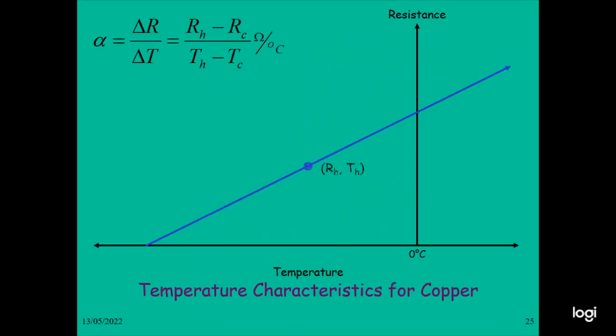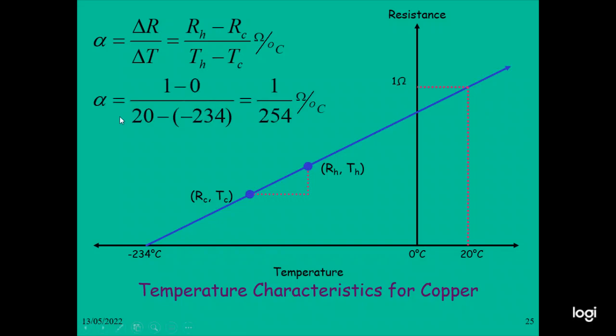The temperature coefficient of resistance: when the temperature is higher, resistance will be higher. So that one will be drawn. So that will be the temperature of copper. For the copper wire, alpha equals delta R by delta T. So this is RH minus RC divided by TH minus TC. So that will be the resistance. R1 is RA at 1, RC is at 0, and also TA is at 20, TC is minus 234. So by this way you can calculate.